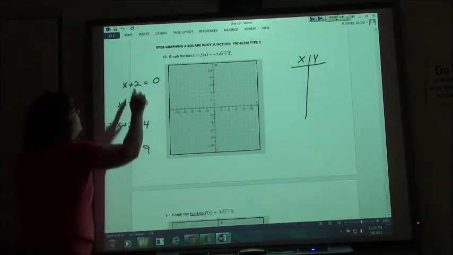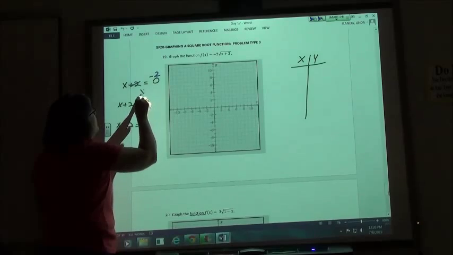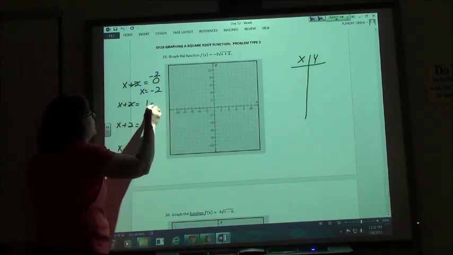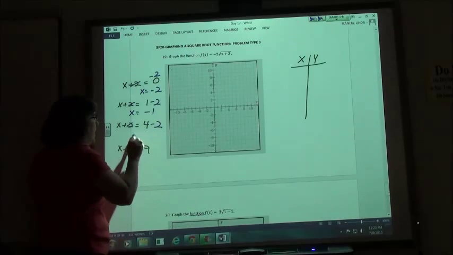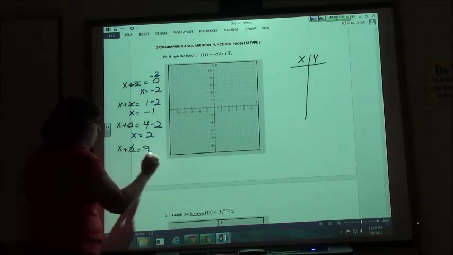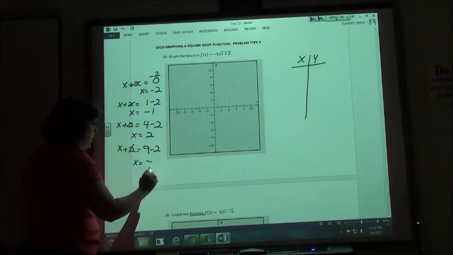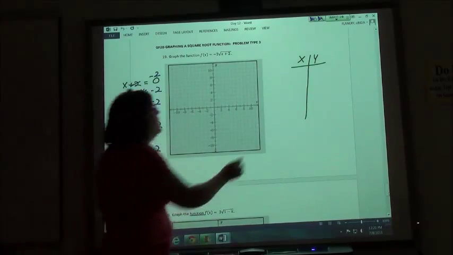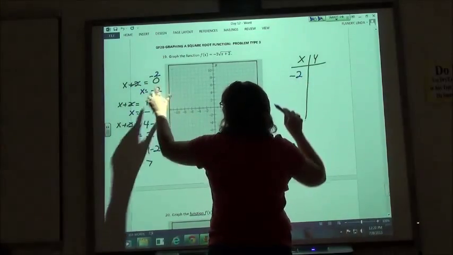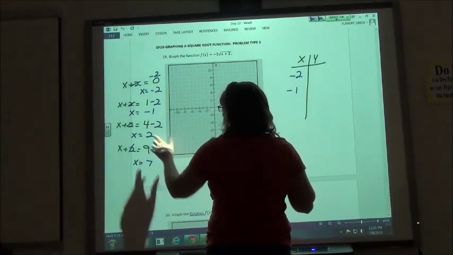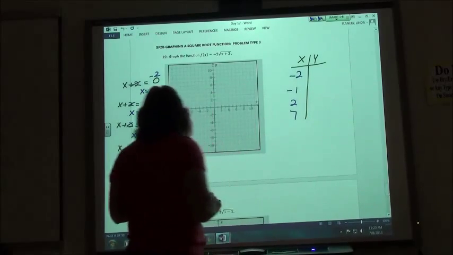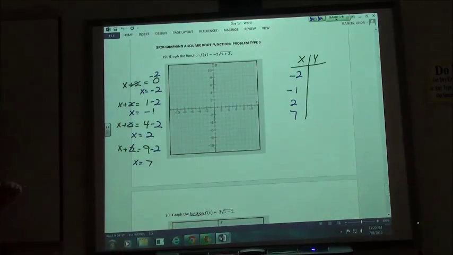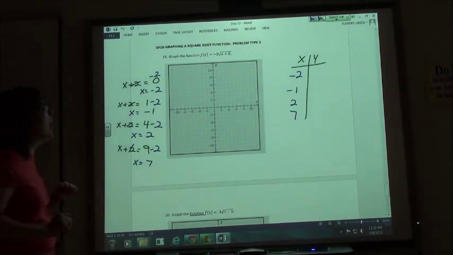So here, I'm going to minus my 2. Here I'm going to minus my 2. Here I'm going to minus my 2. And here I'm going to minus my 2. So in my table, I'm going to use -2, -1, 2, and 7. That's going to give me values that come out nice so I can plot my points and do my graph.